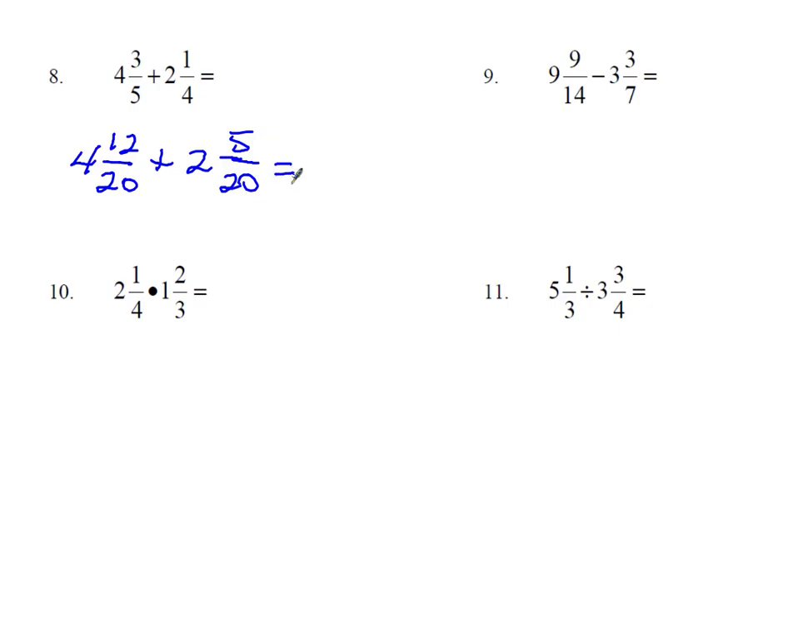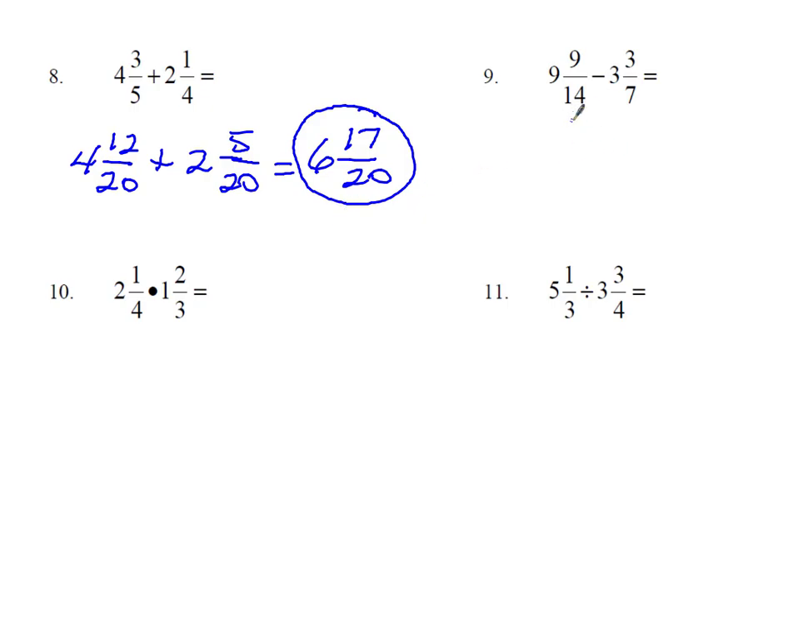Okay, now we add our numerators. 12 and 5 make 17. We keep our denominator of 20, and then we add our whole parts. 4 and 2 make 6. And last question is, can I simplify this? No. So I put a big circle around it or box it to show that this is my final answer.